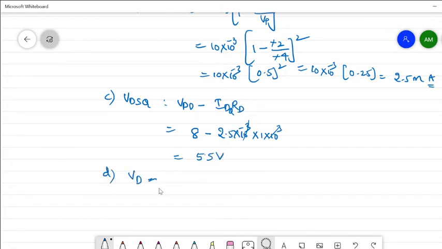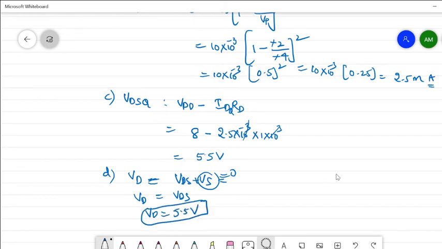Next, the fourth bit is VD. So VD is nothing but voltage across this resistor, RD. So VD is equal to VDS plus VS. How? Apply KVL to the input. So here VS is equal to 0. Why? Because there is no source resistor here. So VD is equal to VDS only. Here VS is equal to 0. Then VD is equal to 5.5 volts.